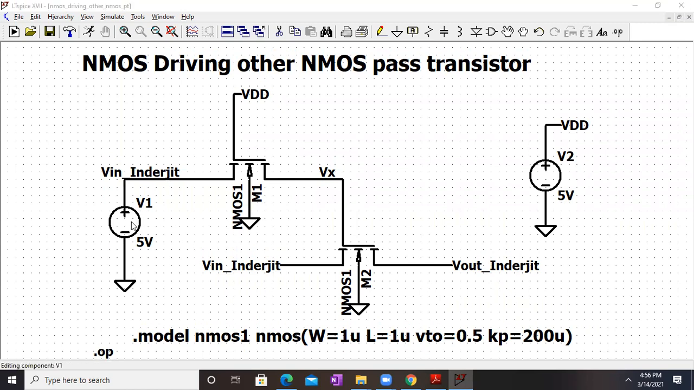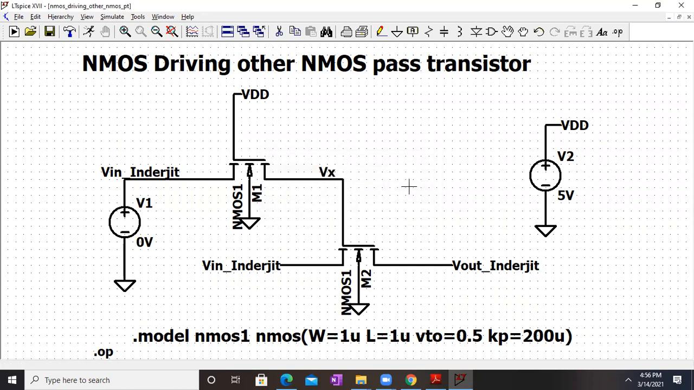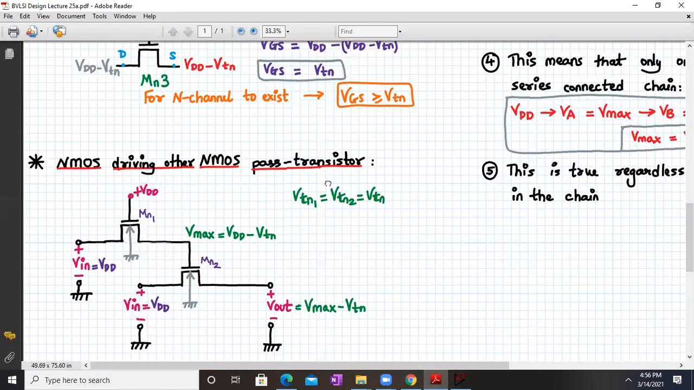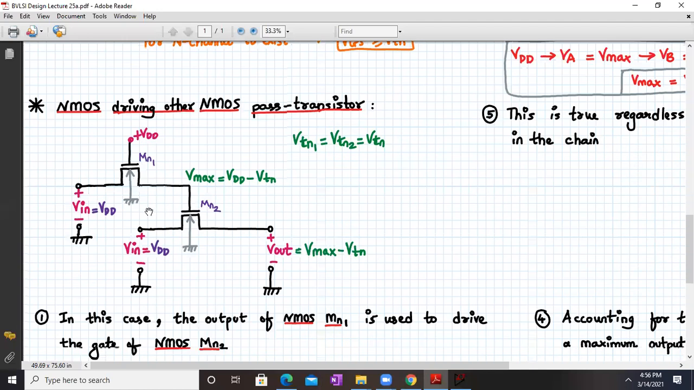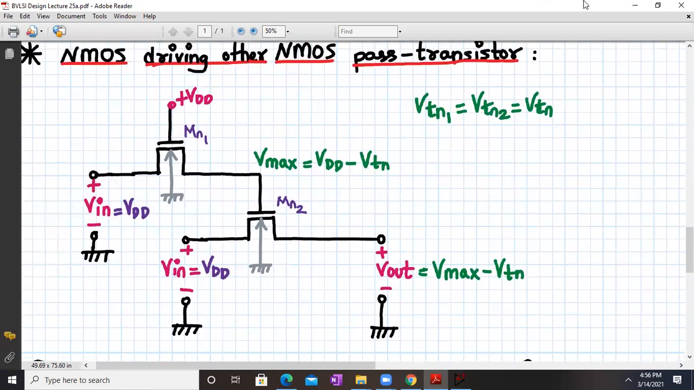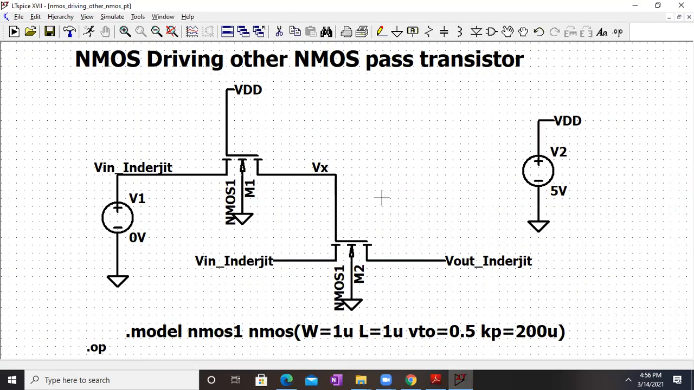So you all can think over it. I am giving the value of 0 volt over here. So let us first simulate this and then we will check out the concept. The circuit is ready over here. NMOS driving other NMOS pass transistor. So we will investigate that very soon. First we'll clarify what happens really in this circuit.